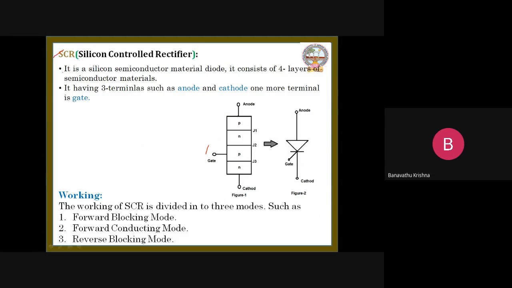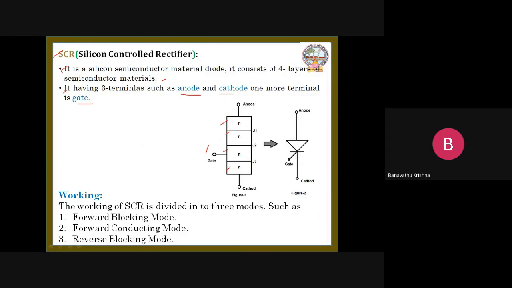Let us see the first one. It is a silicon semiconductor material device. It consists of four layers of semiconductor materials, these are the four layers. Next, it has three terminals: anode, cathode, and one more terminal, the gate.